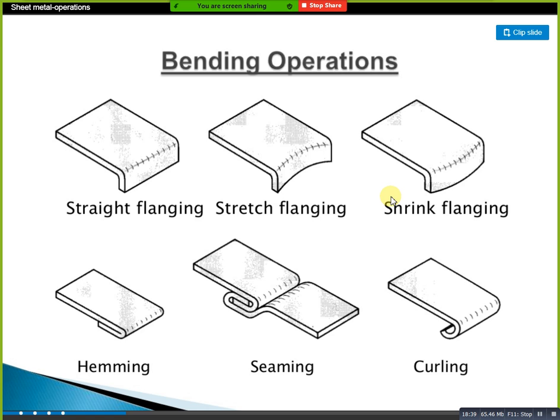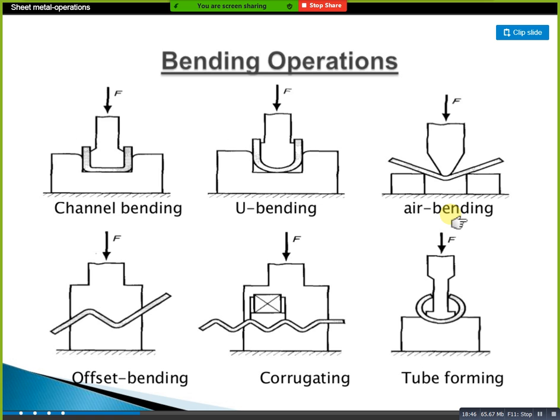Next we have bending operations. These all are bending operations. Channel bending, U bending, this we consider as U bending. This is our channel bending. This is air bending, you will get like this. This is offset bending. If you need offset, you can mention this type of bending. This one is corrugating. Okay, or gutter, you can consider gutter or corrugating bending.